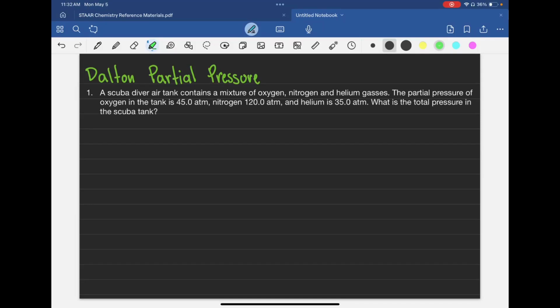Dalton's partial pressure. A scuba diver air tank contains a mixture of oxygen, nitrogen, and helium gases. The partial pressure of oxygen in the tank is 45.0 atm. Nitrogen is 120 atm, and helium is 35 atm. What is the total pressure in the scuba tank?